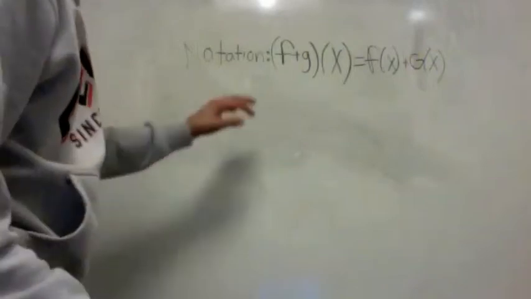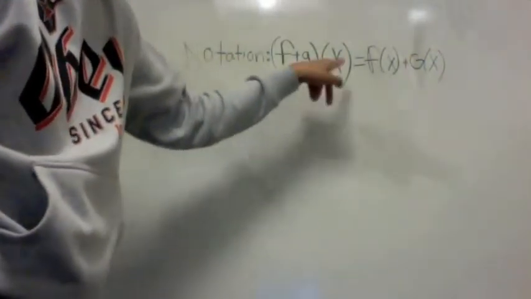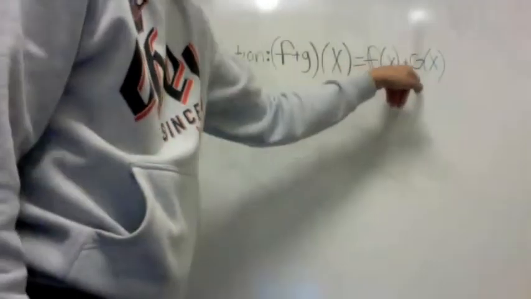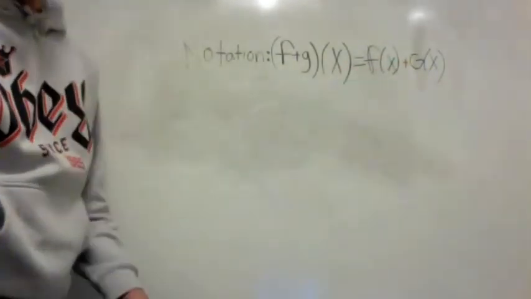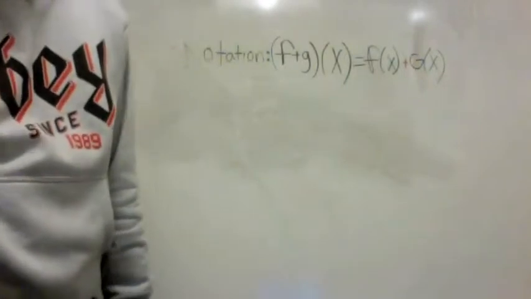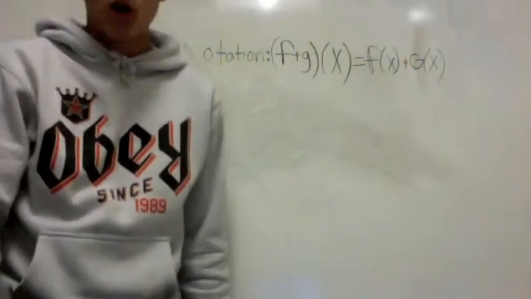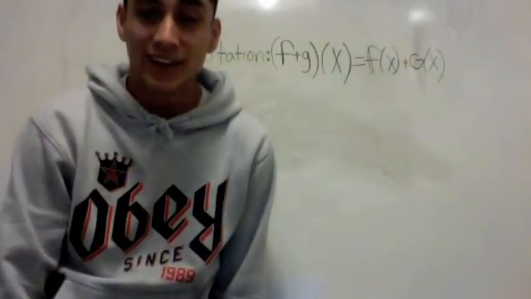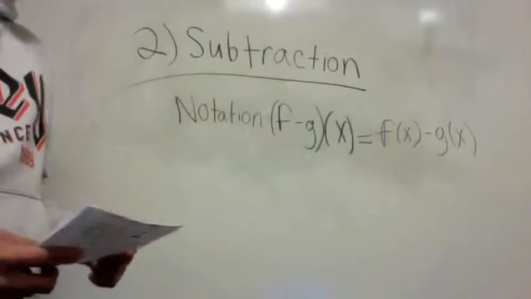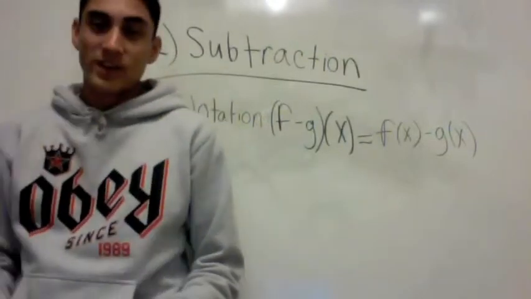And also the notation for addition is as followed. F plus g times x equals f of x plus g of x. So that's also another thing. And also note, depending on the equation, you may have to combine like terms, therefore altering the number of descending x's. Okay, so the second way you use operations on functions is subtraction.